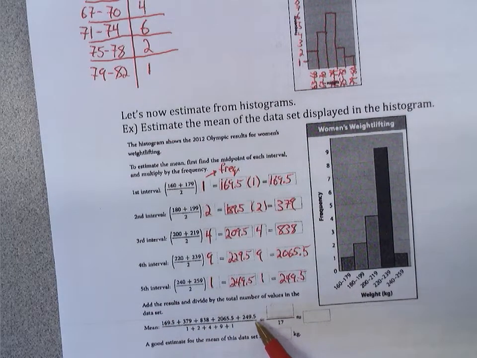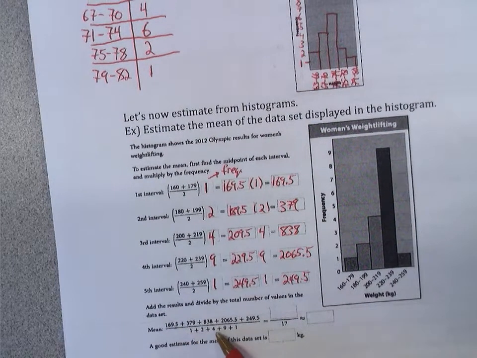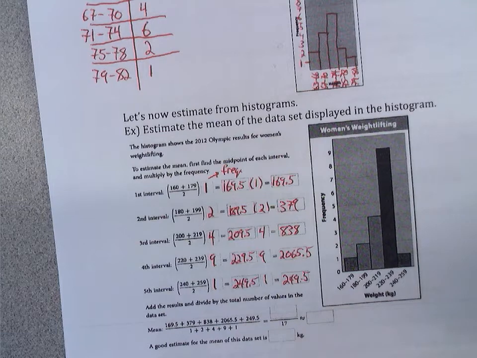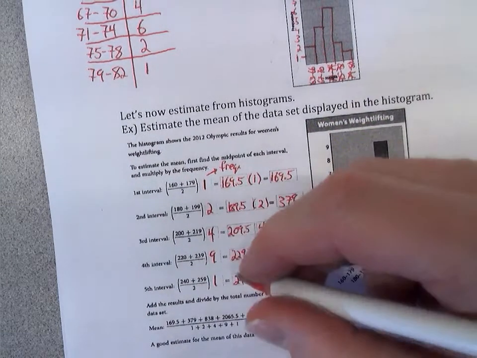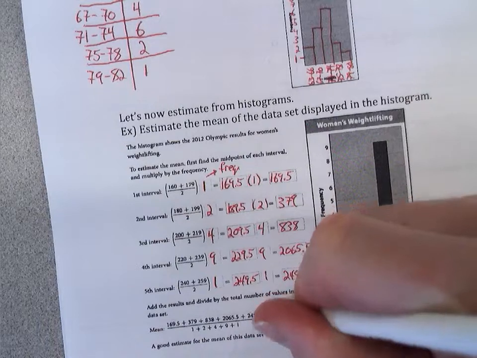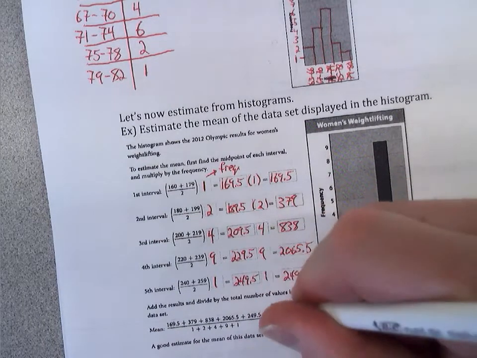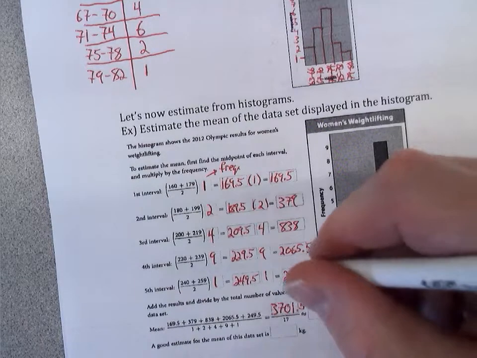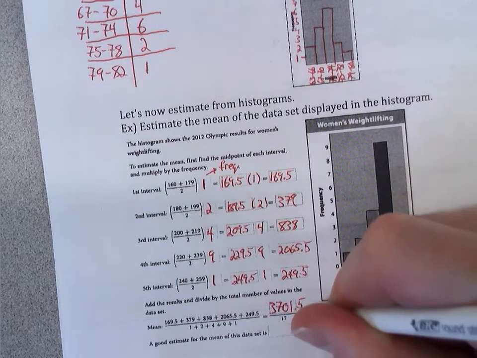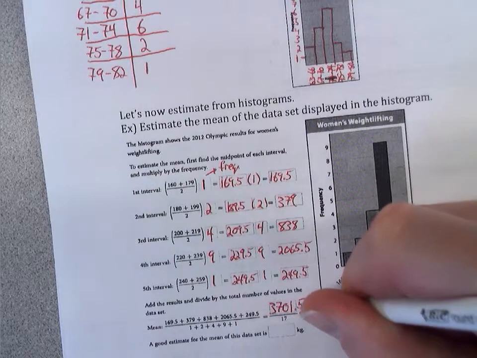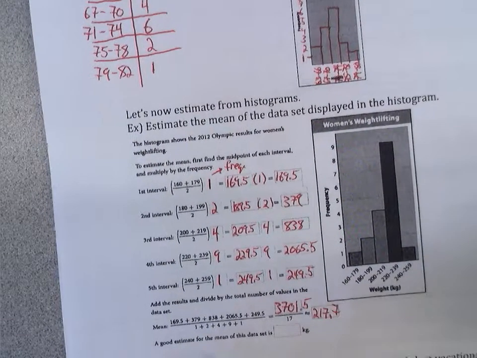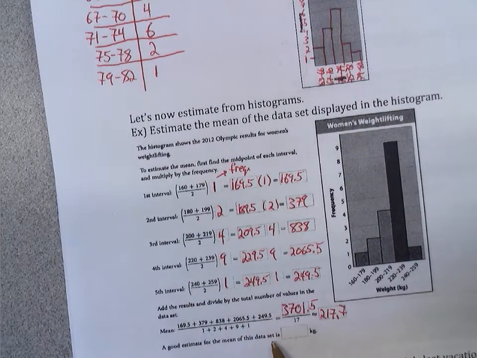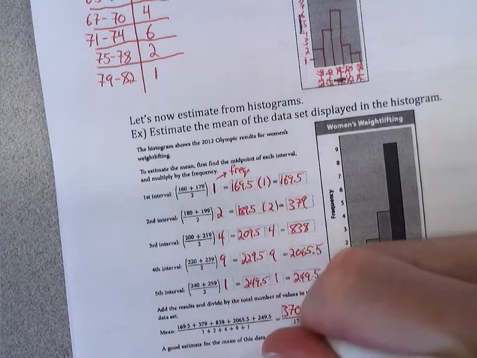And so now what I do is I take all of these average values and I add them all together and then divide them by how many there are total, the frequencies. There was 1, 2, 4, 9, and 1. That's a total of 17. When I add all these values up, I get, I believe it's 3,701.5 divided by 17. It's 217.7.